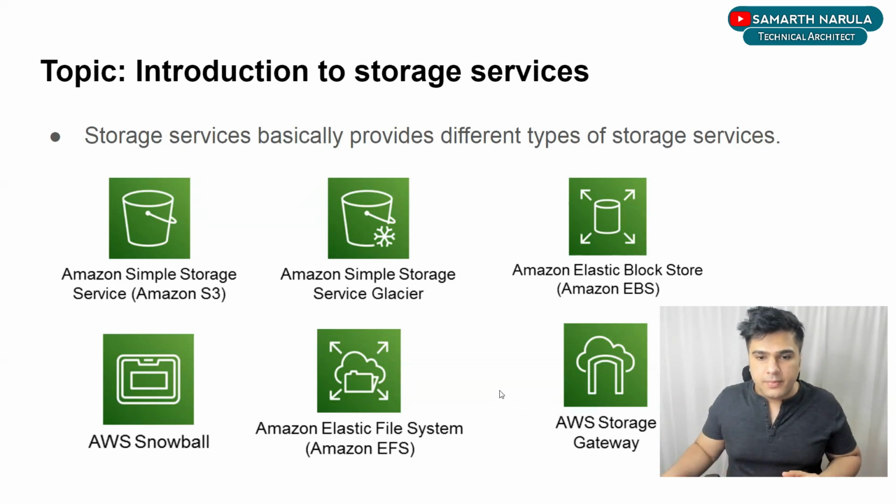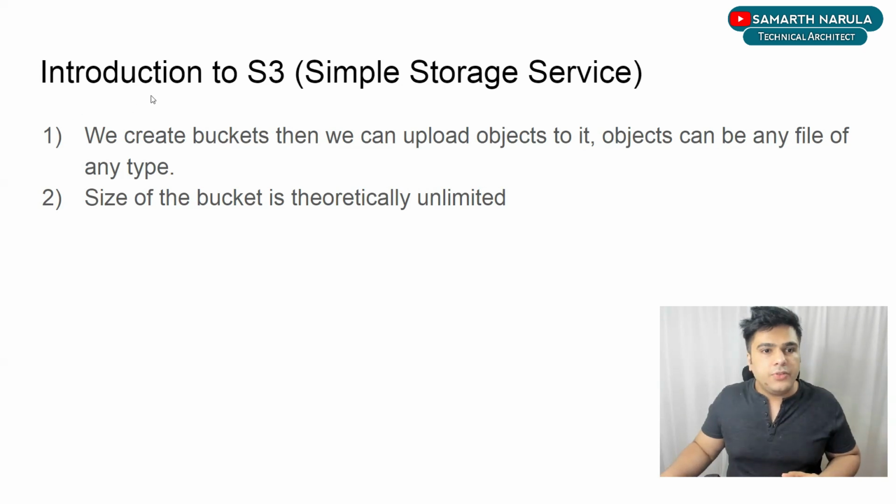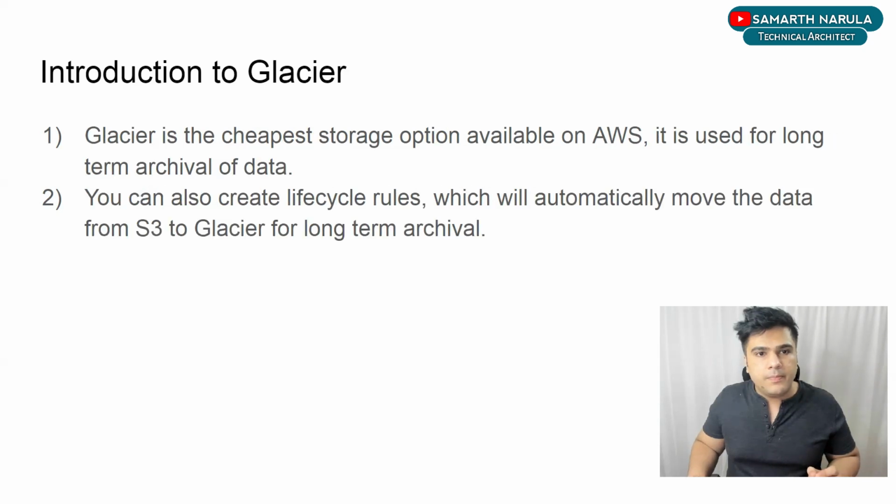Let's see the next slides. As you have seen, with S3, Simple Storage Service, we create buckets and then we can upload objects to them. Buckets are nothing but blocks, and in those blocks we can store files. You can upload any objects. Objects are nothing but files. An object can be any file of any type: a text file, a JSON file, any file. The size of the bucket is theoretically unlimited, but there is a specific quota. You can see the default quotas in the AWS documentation.